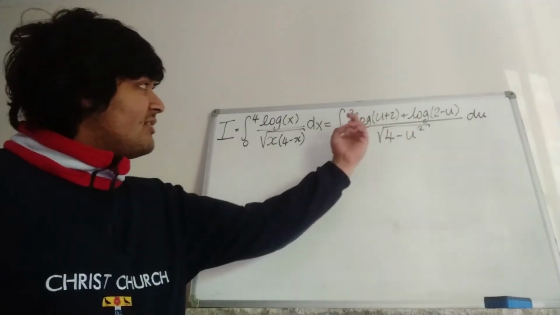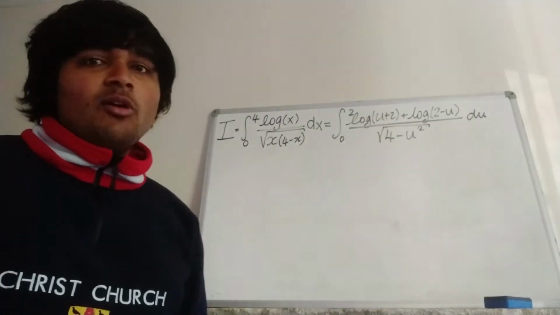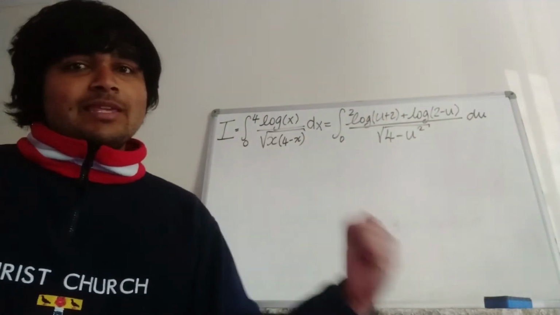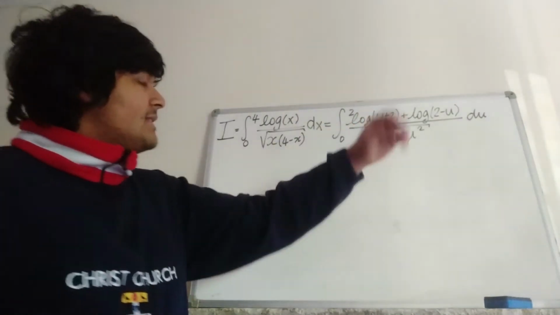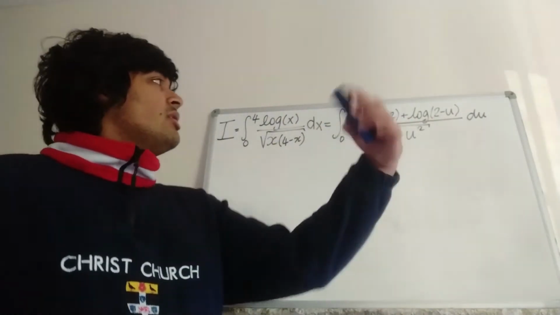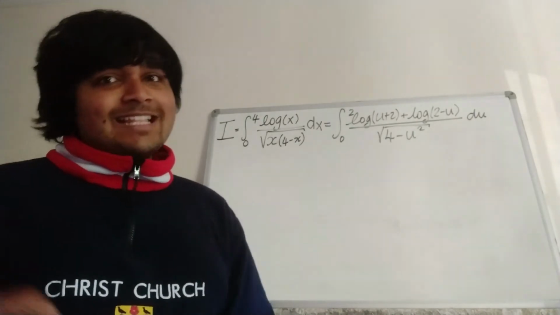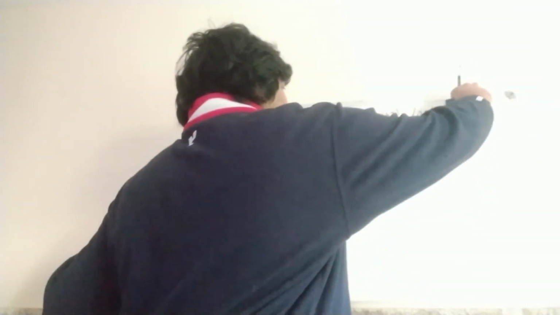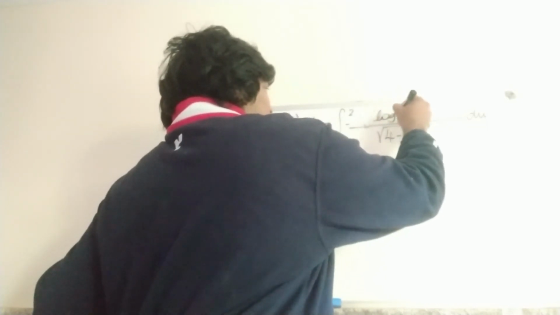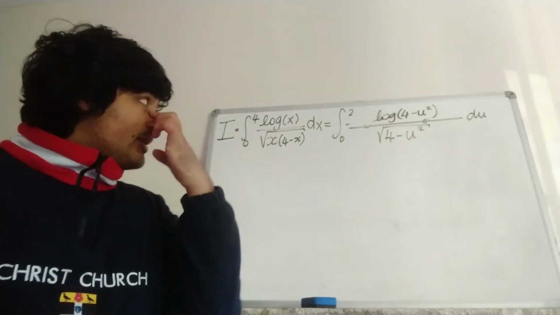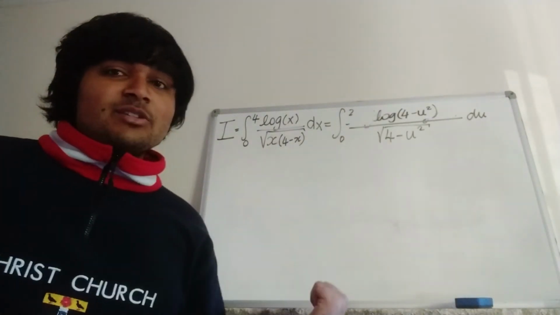We can go one step further though and bring the two logs into one log using log a plus log b equals log a times b. So this will just be log of 2 plus u times 2 minus u, and that's the difference of two squares. So this is just log of 2 squared minus u squared, which is log of 4 minus u squared, like so. Cool, so that's one way we can write I, but now we're going to do a different substitution.